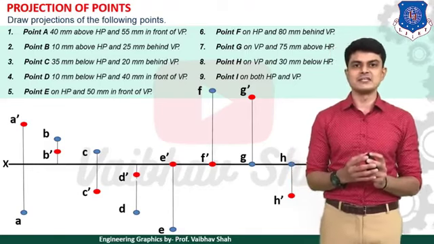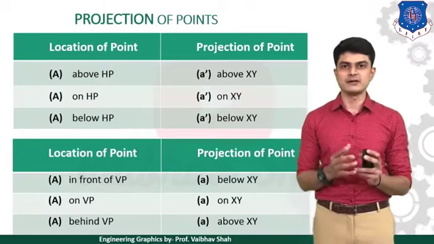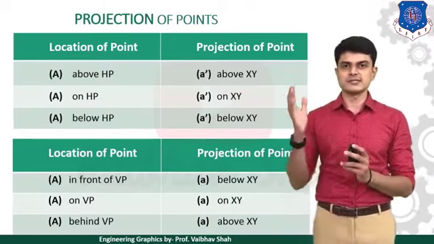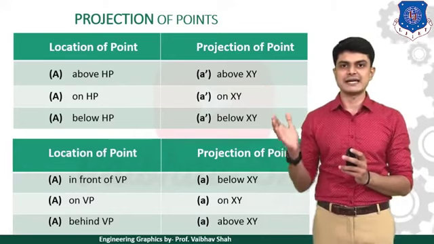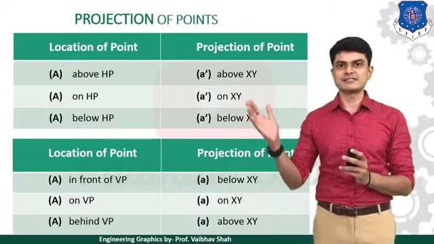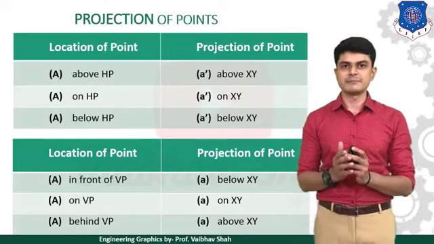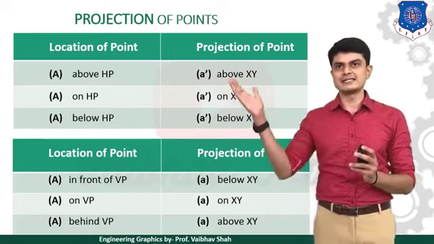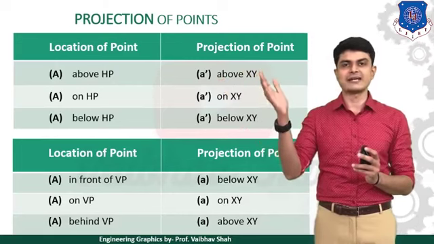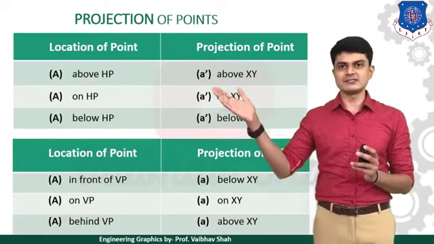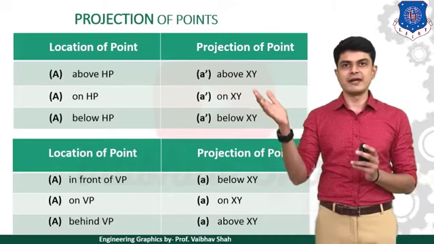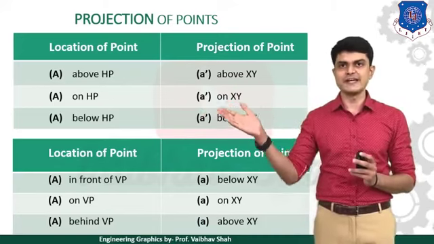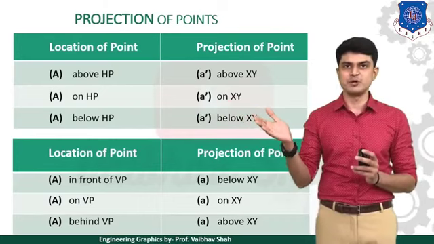So let us move ahead and see one more example so you can know it better. So this is the table. Let us just refresh the table once again. First is your HP table, second is your VP table. On the left hand side column would be your problem statement and on the right hand side would be your answer. If it is given that point A is above HP, your answer would be A dash above the XY line. If A is on HP, then your answer would be point A dash on the XY line. If point A is below HP, then your answer would be point A dash below the XY line.